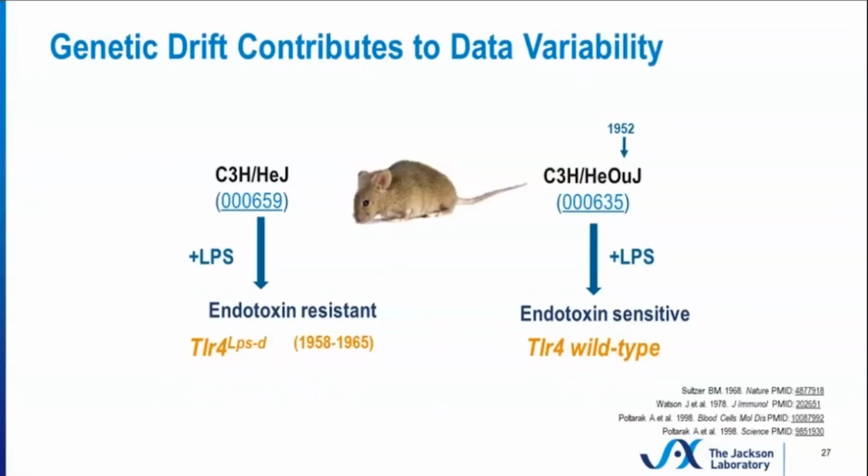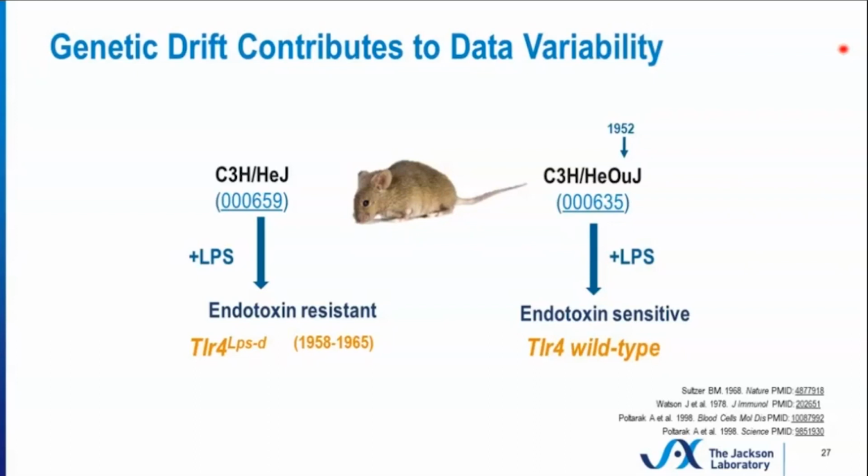Genetic drift, as I was mentioning, can easily contribute to data variability. A well-known example of substrain divergence can be seen in the C3H mice. C3H and its related substrains were initially maintained by Dr. Walter Heston, who worked at JAX for 2 years during the 1930s before moving to the newly established National Cancer Institute in Bethesda in 1940. In 1952, he sent some mice to Henry Outzen, also at JAX, and both strains were ultimately transferred to our production campus.